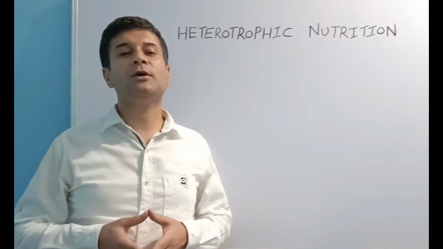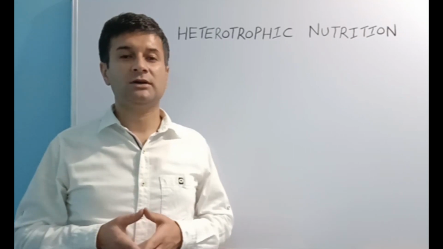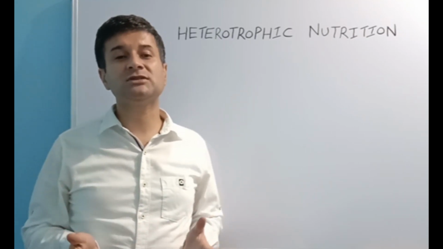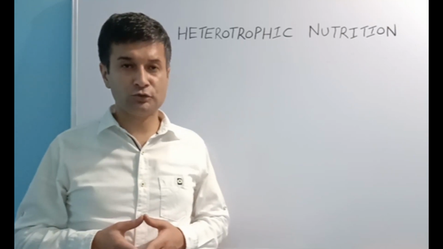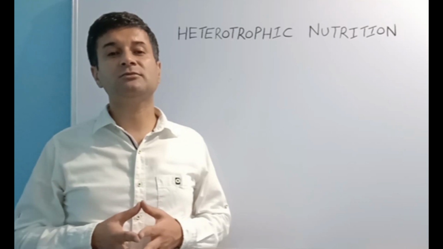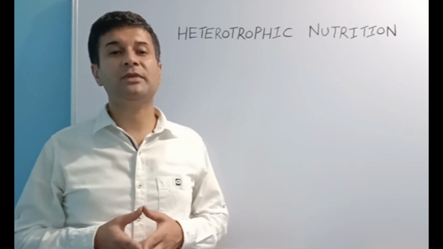Today we discussed heterotrophic nutrition. We also discussed different types of heterotrophic nutrition such as saprotrophic nutrition, parasitic nutrition and holozoic nutrition. We also discussed nutrition in some unicellular organisms such as amoeba, Euglena and Paramoecium.